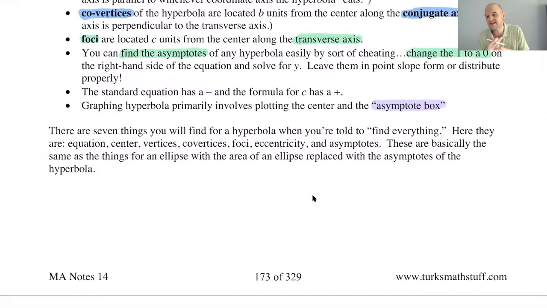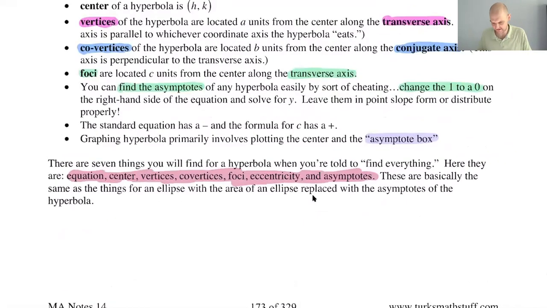And they're almost exactly the same, right? Equation, center, vertices, covertices, foci. All of those are exactly the same. Eccentricity, exactly the same. The 7th thing is going to be the asymptotes. For an ellipse, the 7th thing is the area. For here, it's the asymptotes. So it's going to be all 7 of these things. And you just got to remember them. But because you get to graph it, it's not as hard to remember as maybe you're thinking.